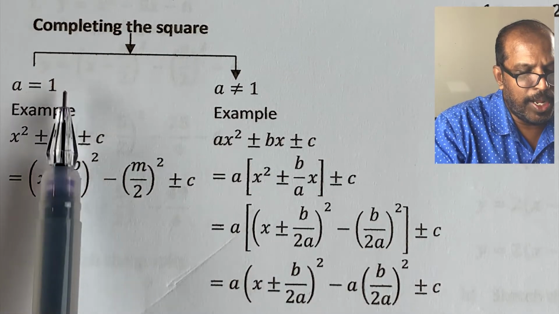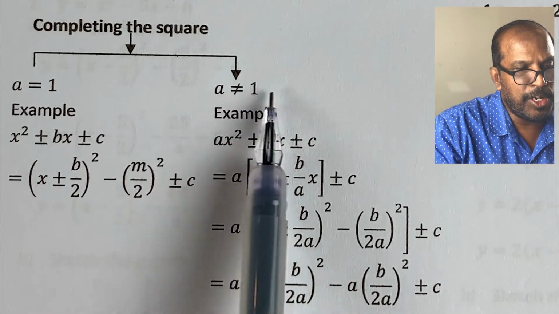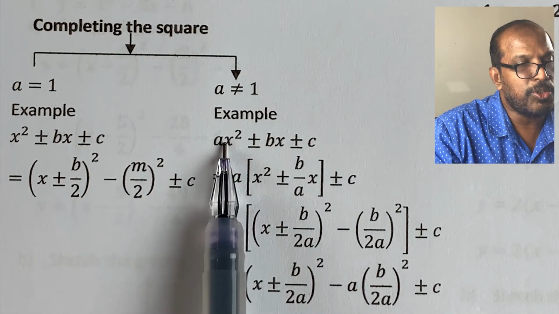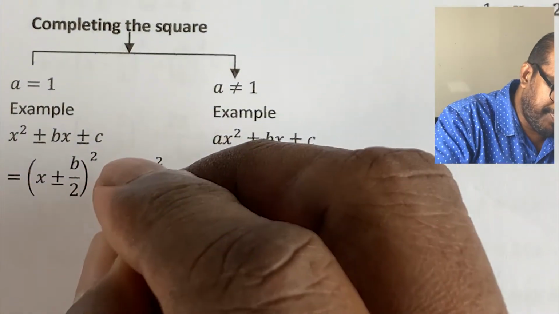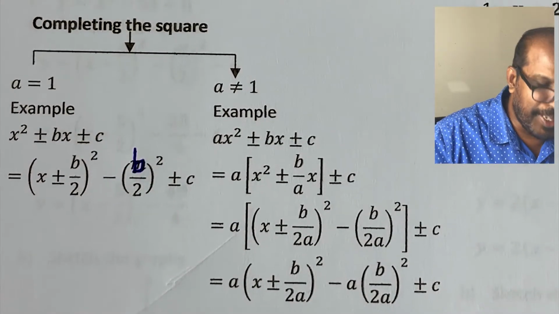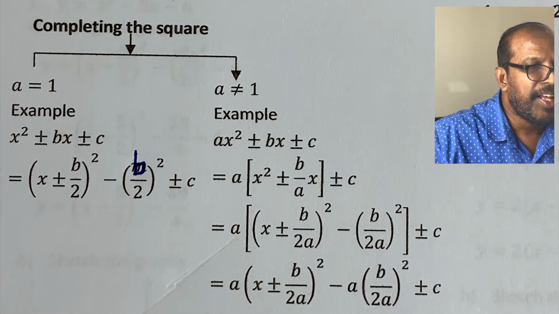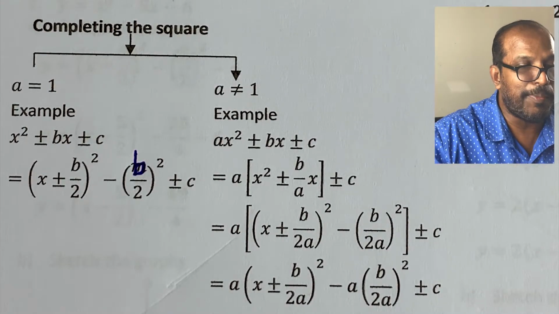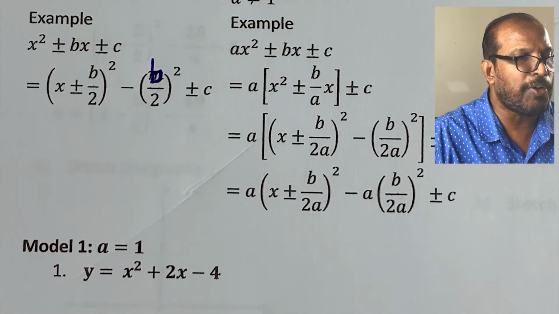If a equals 1, the coefficient of x squared is 1. If a is not equal to 1, the coefficient of x squared is not 1. I've written a long formula here. Before we look at the formula, we should know in general how to complete the square, then you will understand the formula better. So let's take an example to solve this problem.